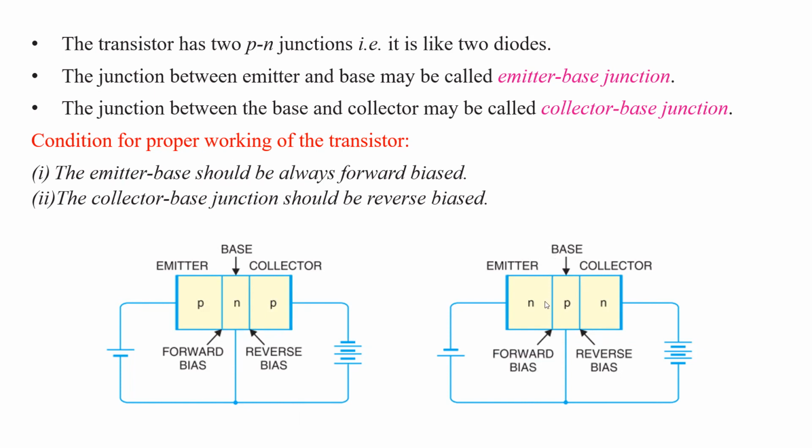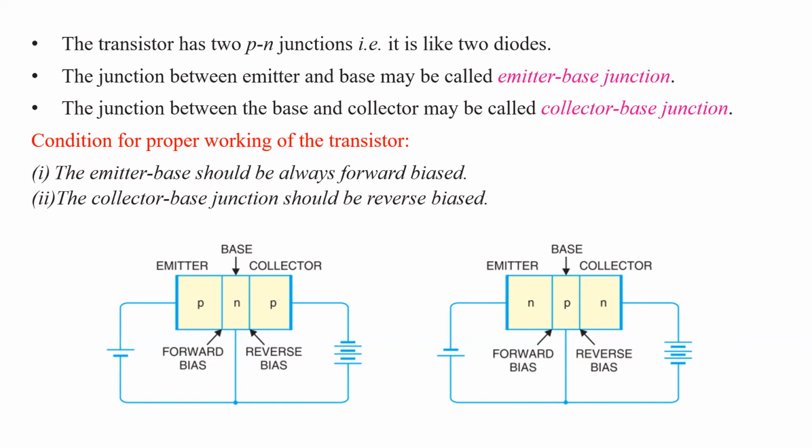Here the emitter base junction in an NPN transistor is forward biased, where the emitter is N type, connected to the negative of the battery. The base is P type, connected to the positive of the battery. To reverse bias the collector base junction, a second battery is used. Here the N type collector is connected to the positive, N to P, that is reverse biasing of the collector base junction. So this is how the forward biasing of the emitter base junction and reverse biasing of the collector base junction can be done using batteries.